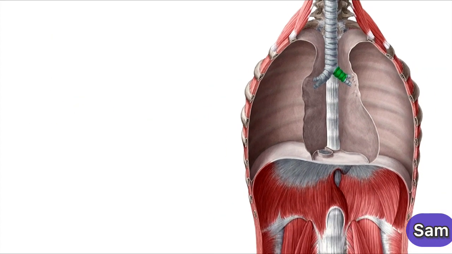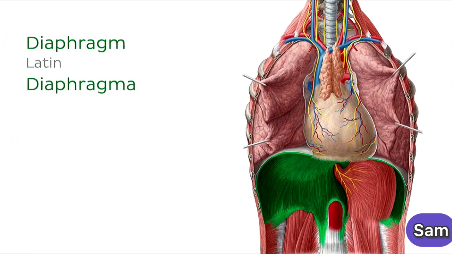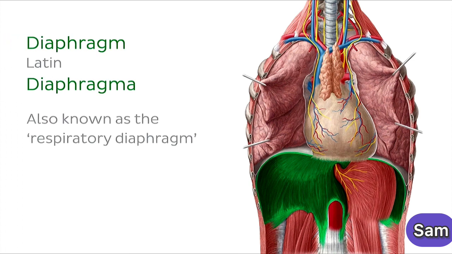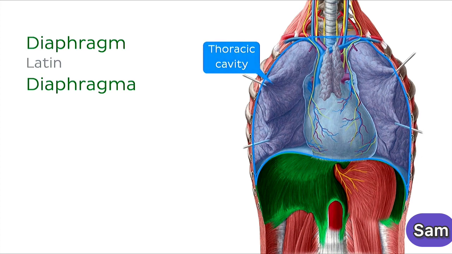So if we go back to our image with the heart in situ, we can see the last neighbouring structure before we get to the neurovasculature, and that's the thoracic diaphragm. Sometimes it's also referred to as the respiratory diaphragm, or even more simply just the diaphragm. And this thin sheet of skeletal muscle extends across the bottom of the rib cage and serves as a boundary between the upper thoracic cavity and the lower abdominal cavity.